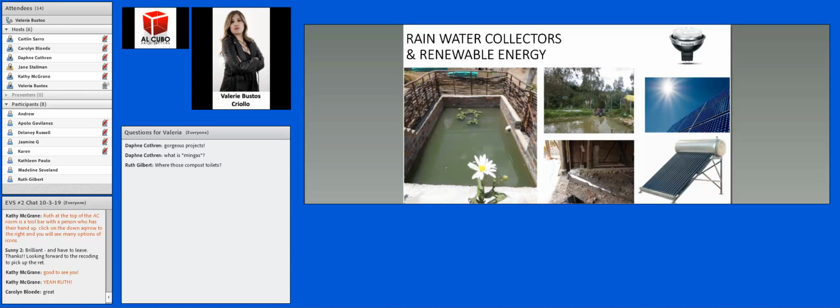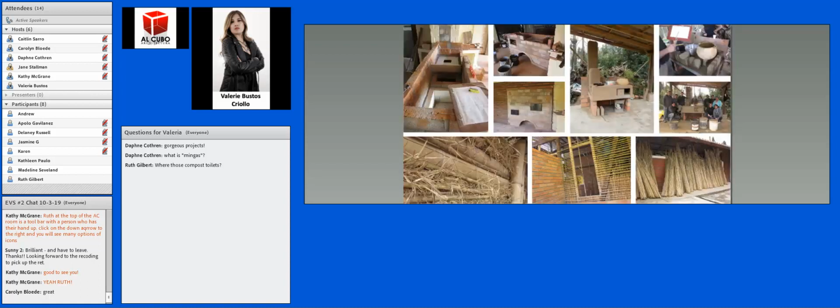It's important to have rainwater collectors. We care for the water, and it's important to collect the rainwater to use in the gardens and other places. I talk about the renewable energy. This project has a system with 10 solar panels for hot water and 10 photovoltaic panels to generate our own energy.